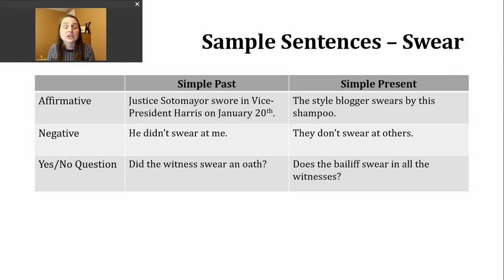Okay, so here is an example sentence. Justice Sotomayor swore in Vice President Harris on January 20th. This was also part of the ceremony or the inauguration.